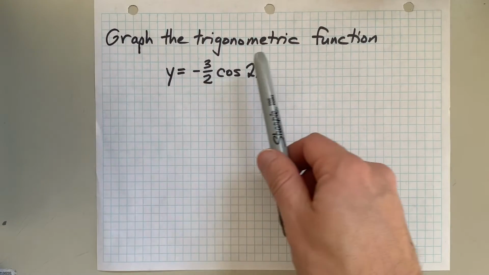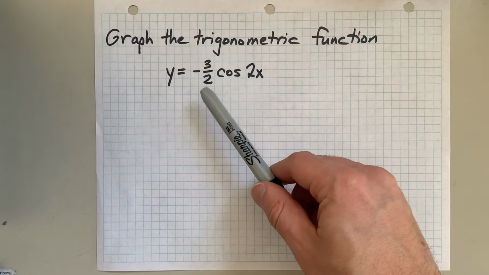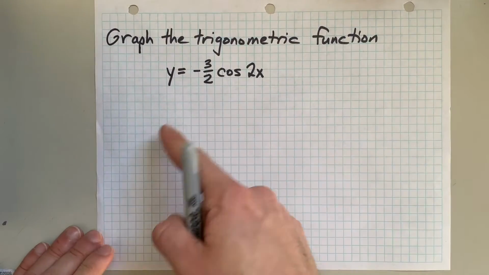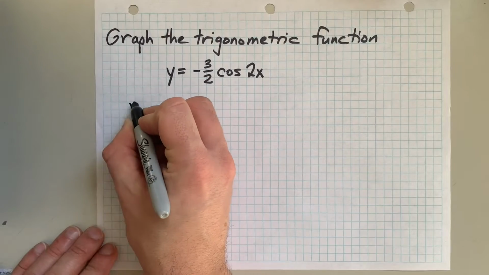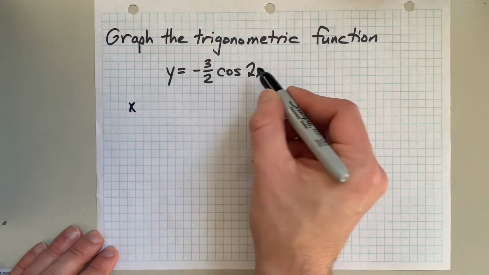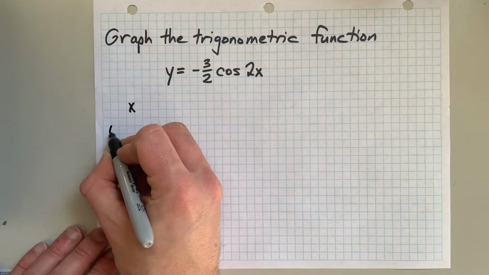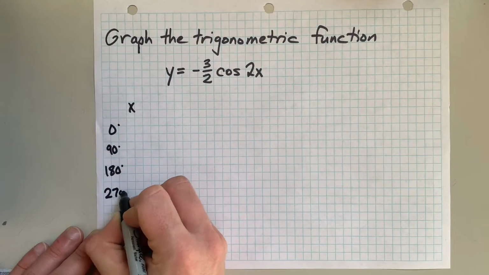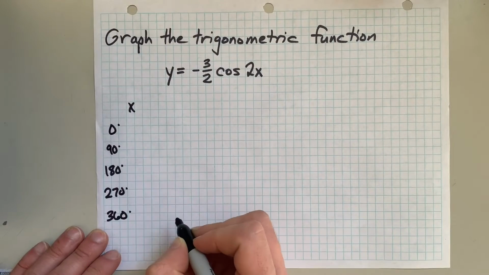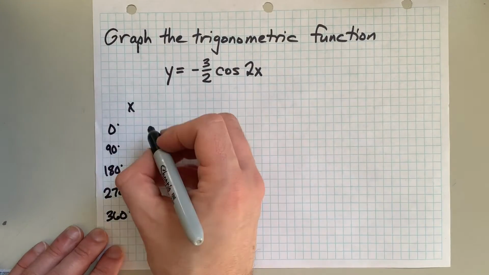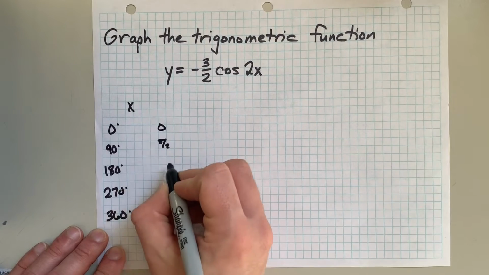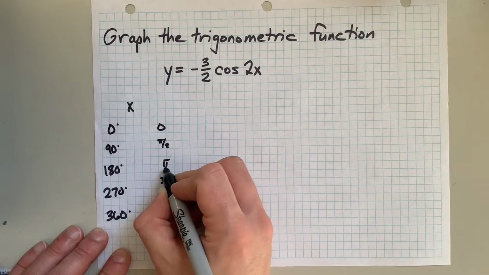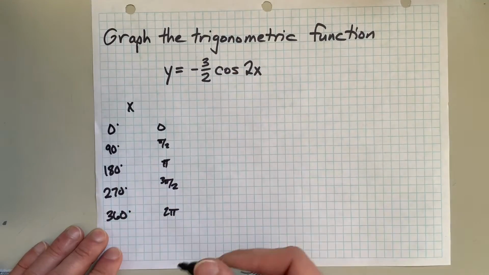We are going to graph the trigonometric function y equals -3/2 cos 2x. Now what we're going to do is use a table of values for this. My original x values for y equals cos x are 0 degrees, 90 degrees, 180, 270, and 360. If you're dealing with radians, that's 0, pi over 2, pi, 3 pi over 2, and 2 pi. But if you have no idea what I'm talking about with those, don't worry about it.